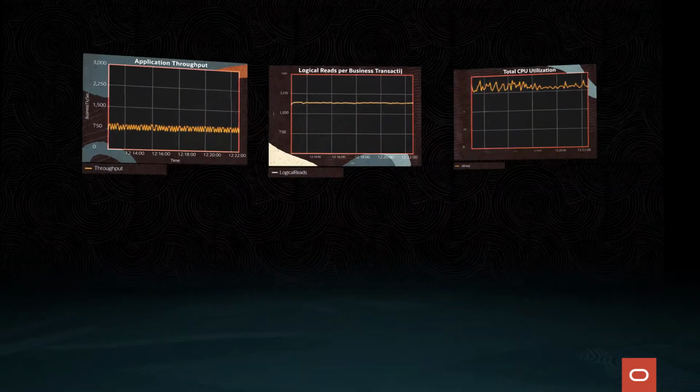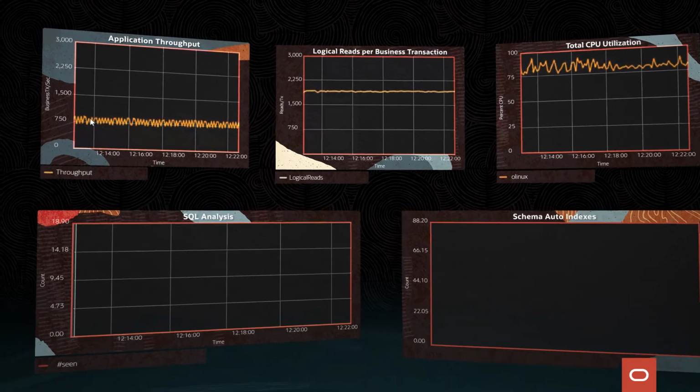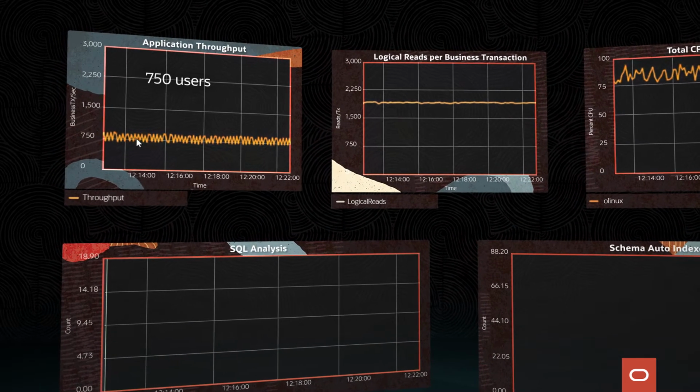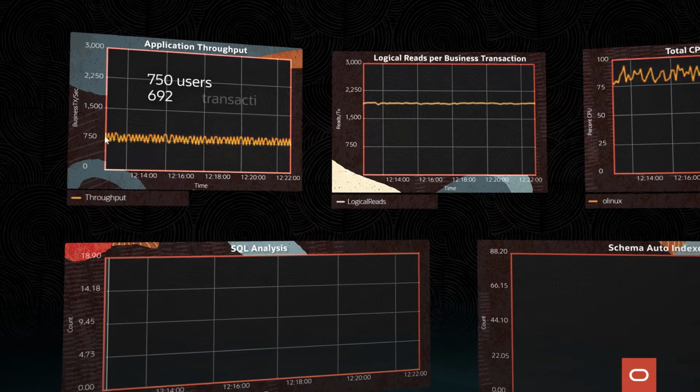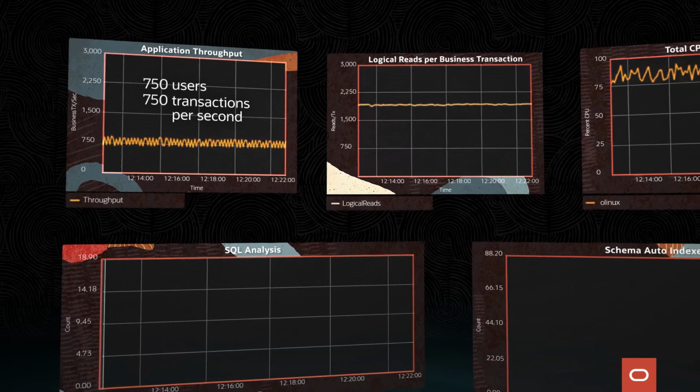So let's begin by considering a workload running against a database. Let's, for the sake of argument, say there are 750 users of this system and they are generating 750 transactions per second pretty much steadily.